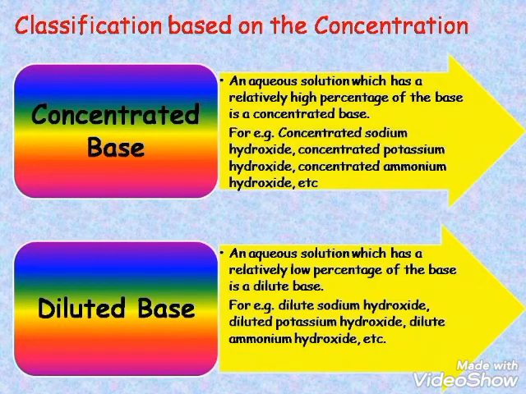So concentrated bases are generally aqueous solutions which contain a relatively high percentage of the base in the solution. An example can be a solution of concentrated sodium hydroxide, concentrated potassium hydroxide, or concentrated ammonium hydroxide. Here the amount of the base is more compared to the amount of water. Whereas in the case of a dilute base, the same base is dissolved in more water, where the amount of base is very less and the amount of water is very high. As a result the solution becomes dilute, containing more water.